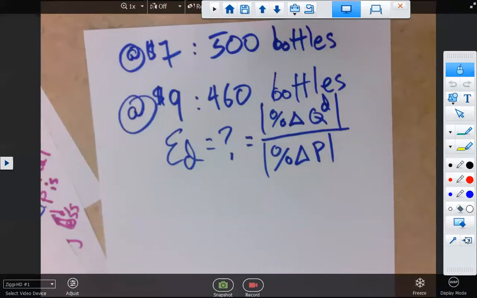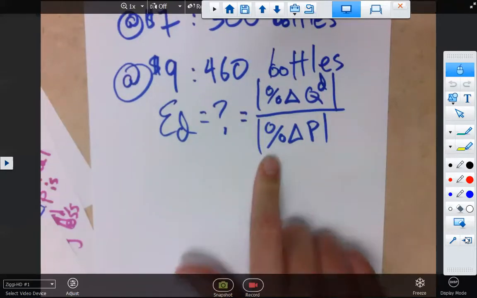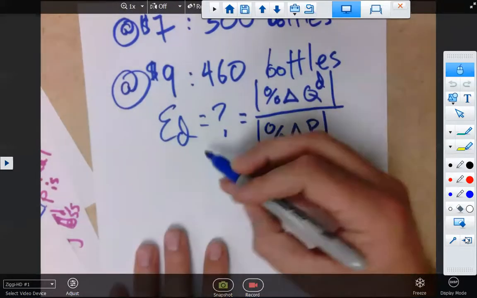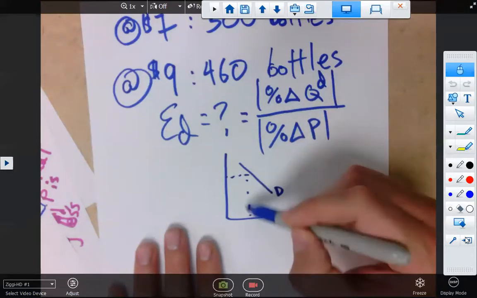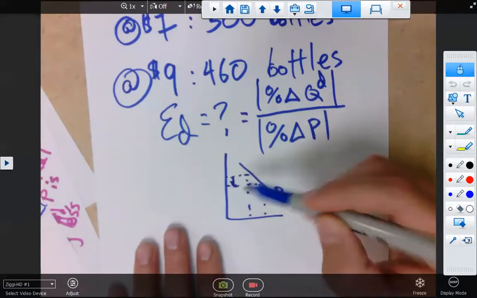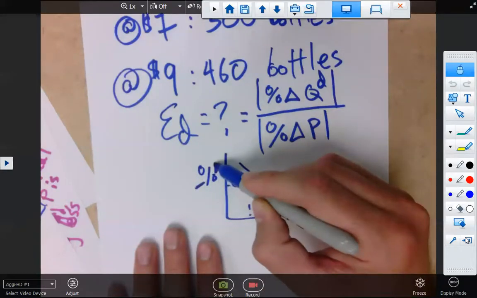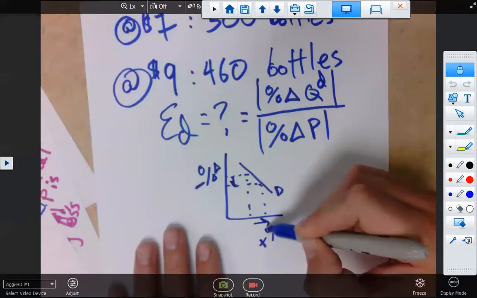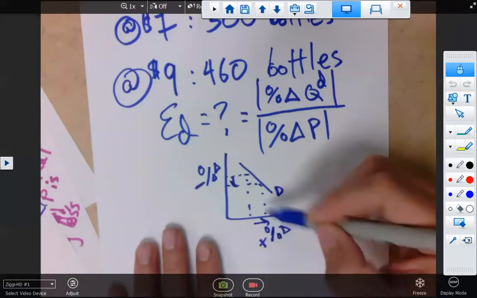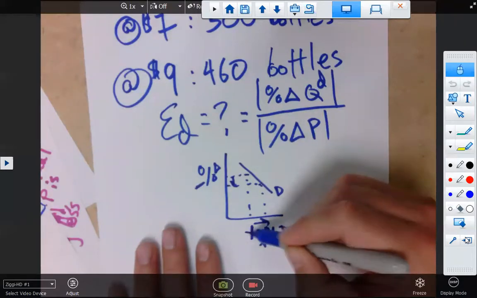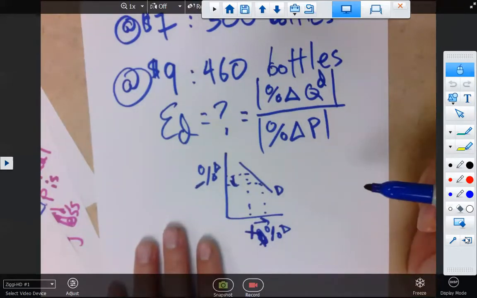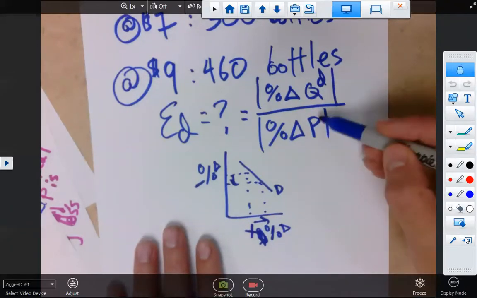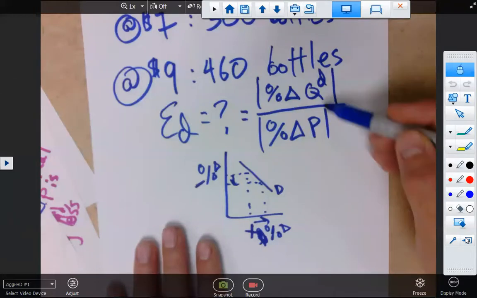Okay, so that's a great point. All of these numbers, if you don't do the absolute value, you should get a negative number. Why is that? Because of the law of demand, right? The fact that it's downward sloping: as we decrease the price, which is a negative percent change, we're always going to get a positive percent change in the quantity. And vice versa. If we increase the price, fewer people are going to buy it. So one of these is always going to be negative. Does that make sense? Just because of the law of demand.